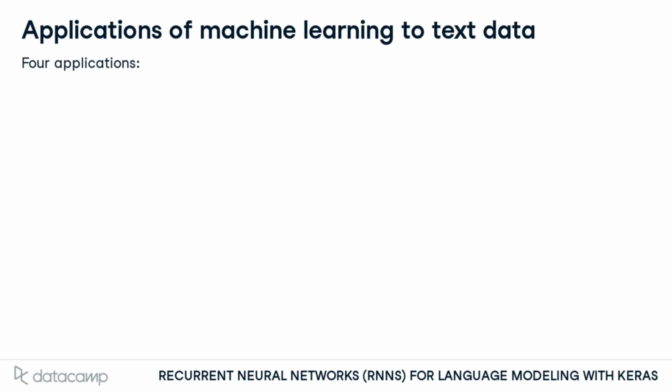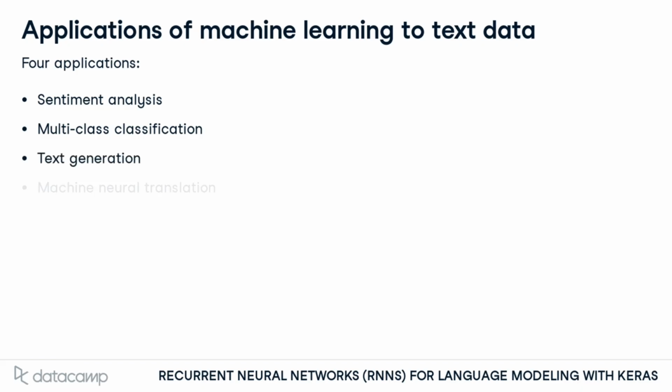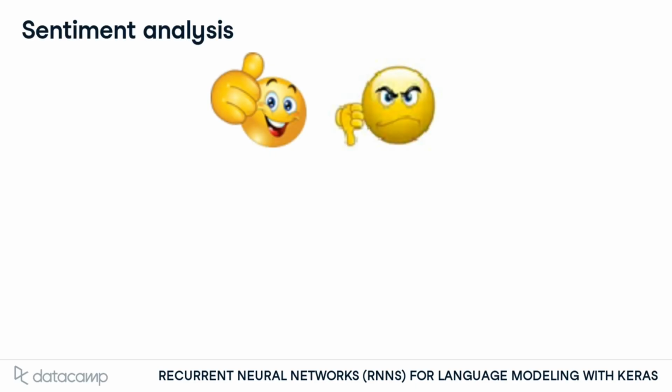In this course, you will be introduced to 4 applications: sentiment analysis, multi-class classification, text generation, and neural machine translation. In the next slides, we will define each of these applications. If you have an online customer interaction, you may be interested in knowing how your customers feel towards your brand or product. To do that, you can use sentiment analysis models and classify their messages into positive or negative.